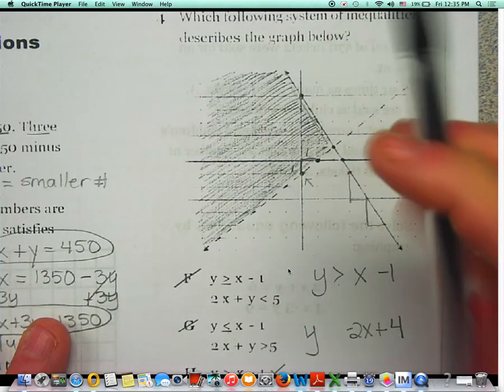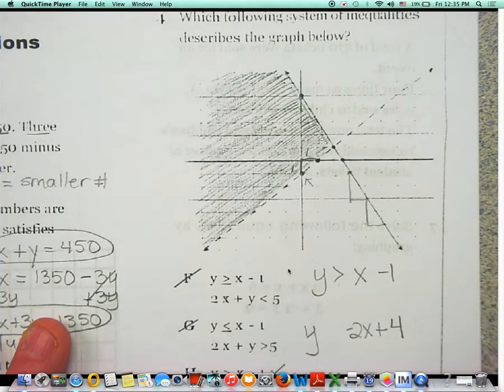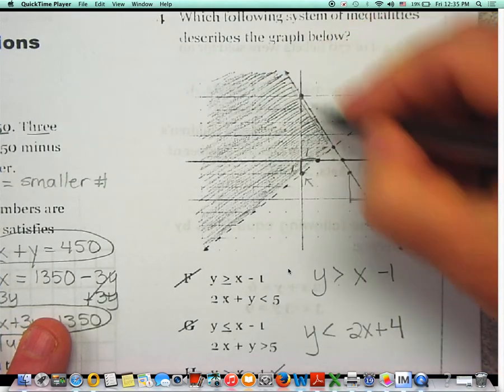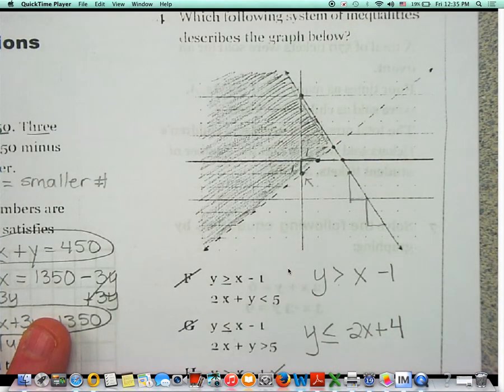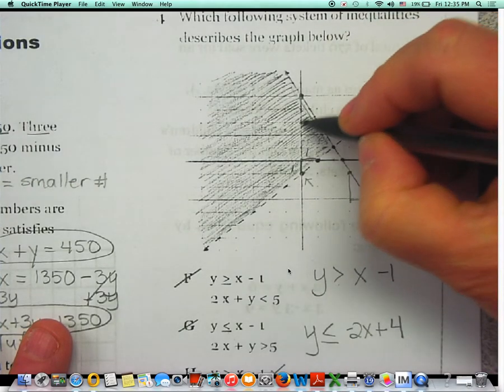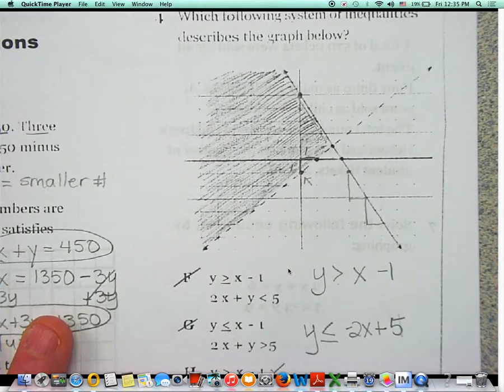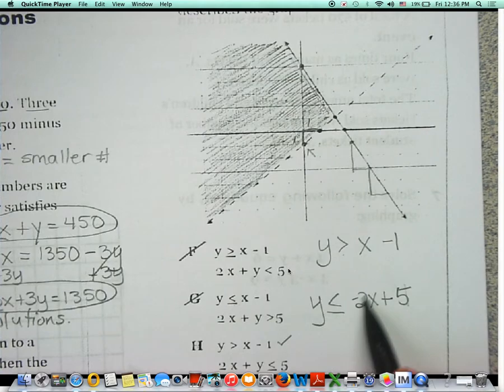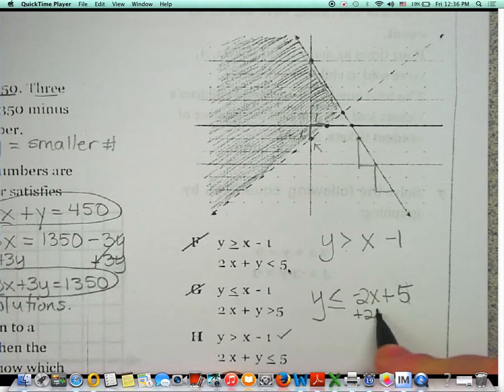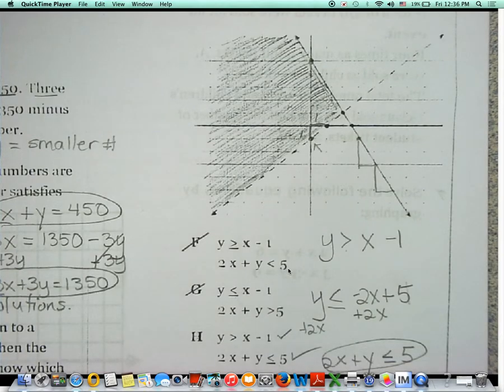And then this one is shaded down from it, so it is less than. It has a solid line, so it has an equals to. Now there's not one that really looks like that, except that's not 4, is it? 1, 2, 3, 4, 5. That's a 5. All right, we're going to see if this and this are the same. So if we add 2x to both sides, then I get 2x plus y is less than or equal to 5. And that one does match that, so it's got to be H.